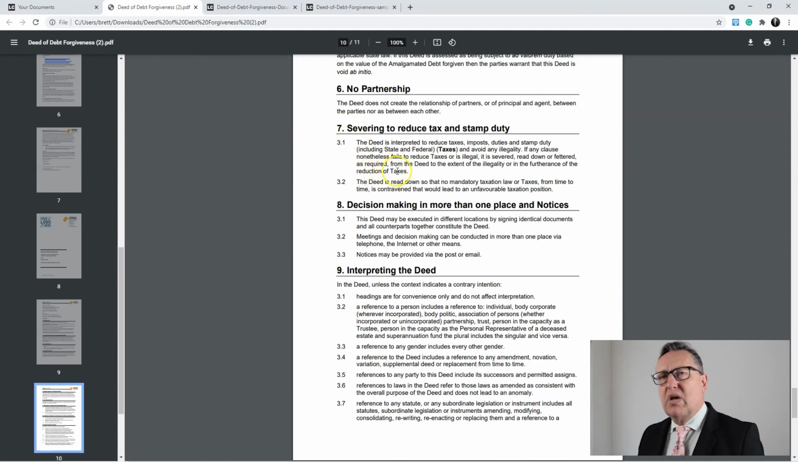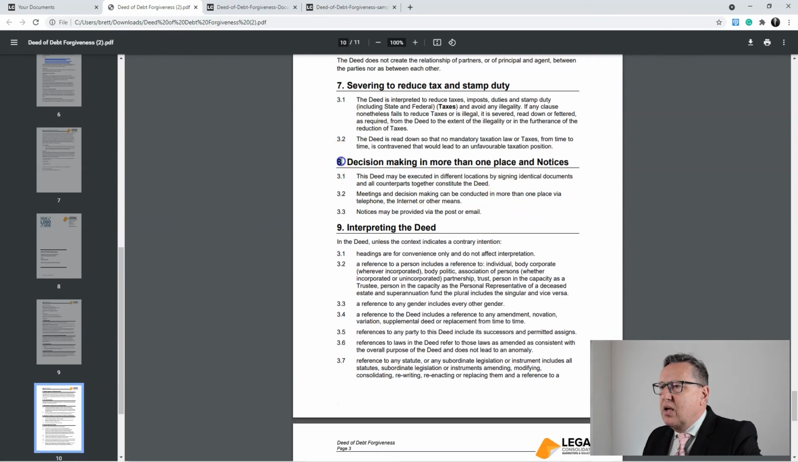Clause 7 deals with ensuring that there's no additional tax to be paid. So this document is to be read down at all times so as to reduce the transfer or stamp duty and also any other federal taxes that may be payable. Clause 8, you don't need to be in the same room to sign this document. It can be signed by a counterpart. So you could sign it in Sydney. I was going to say fax it across to Melbourne, but email it across to, we've just got rid of our fax machine. We haven't used it for about 8 years, so it's on my mind.